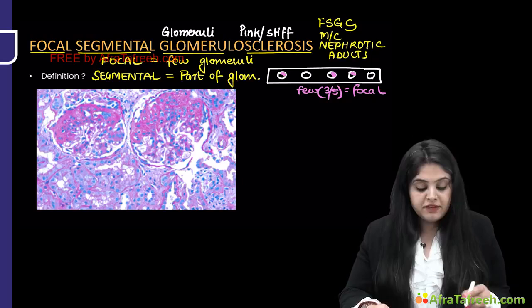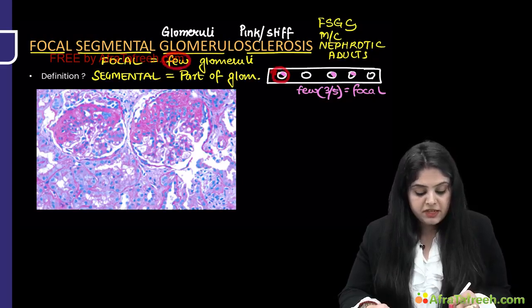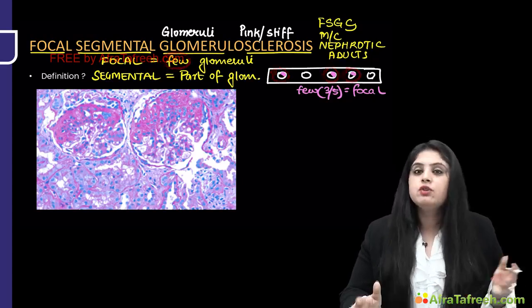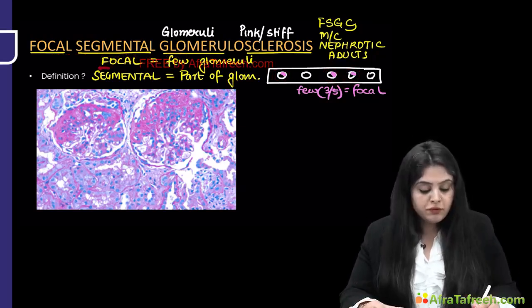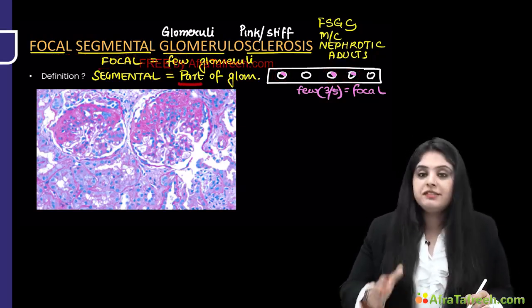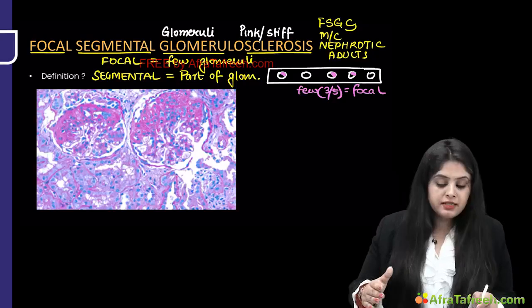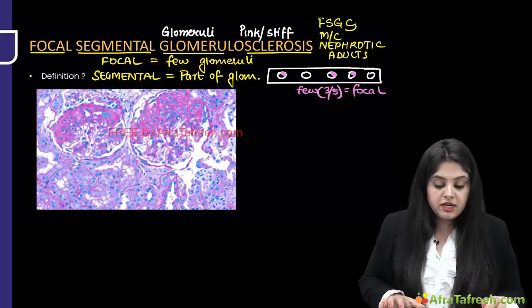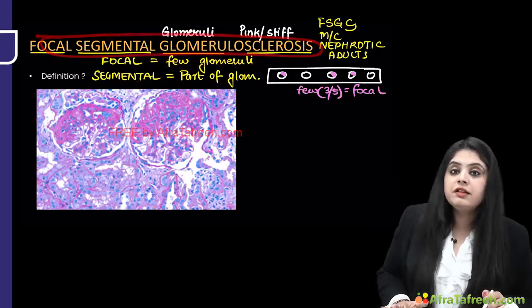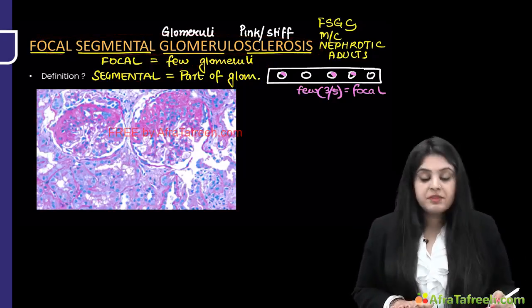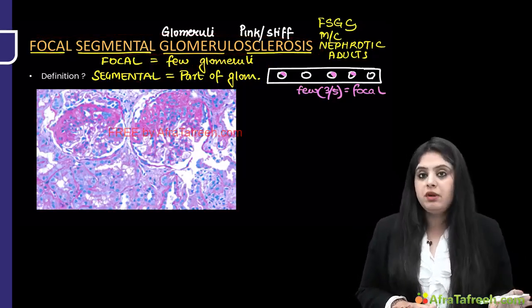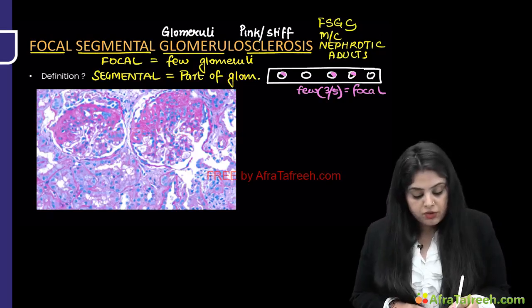So repeating once again, when only few glomeruli are affected, like 3 out of 5 or 2 out of 5, few is focal. Few word means focal. When only a segment or a part is affected, that is going to be segmental. So has everyone understood the meaning of focal segmental glomerulosclerosis? Because although you have understood the disease, for your terminology, you should know what are the opposites.